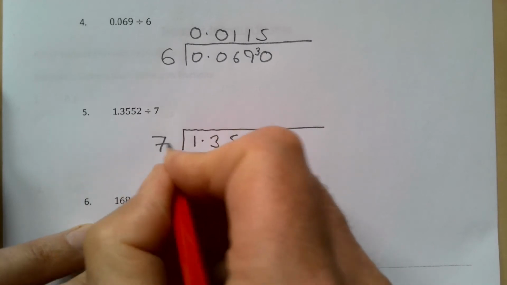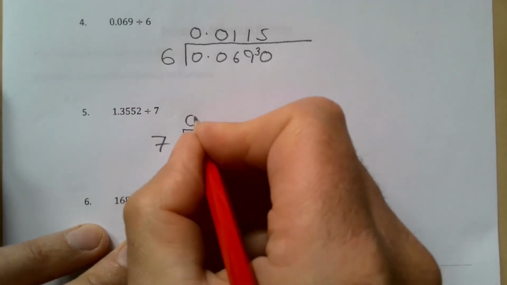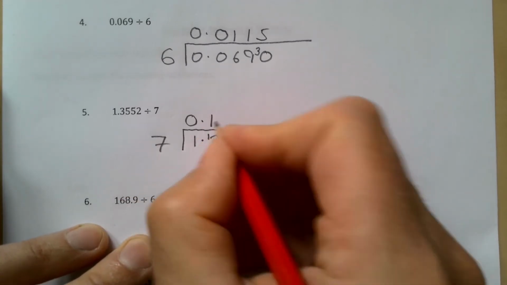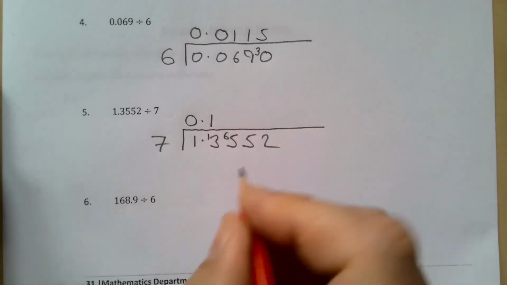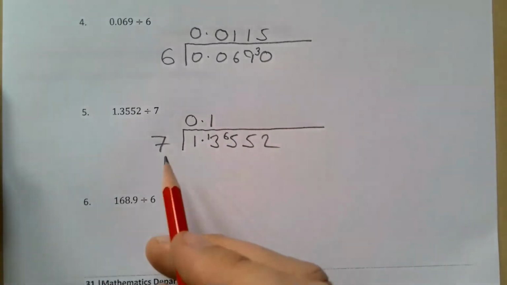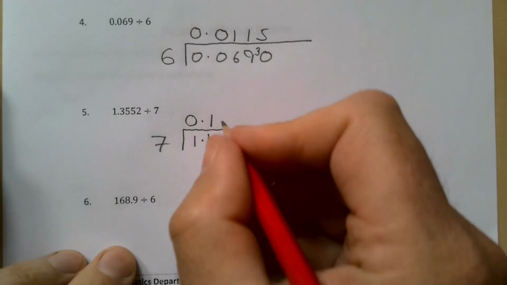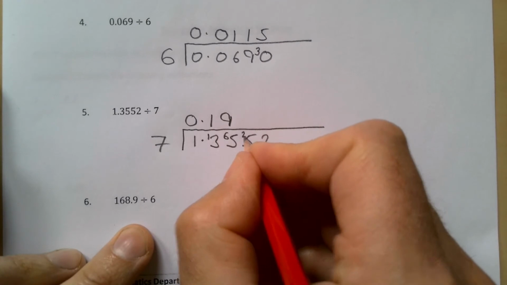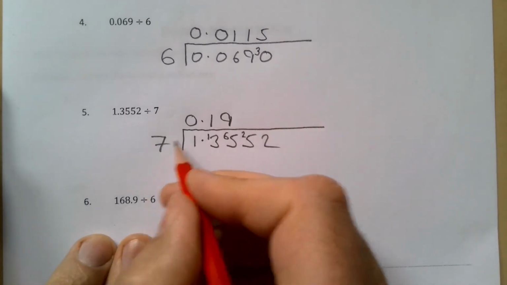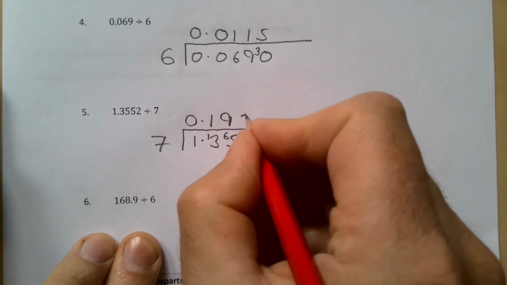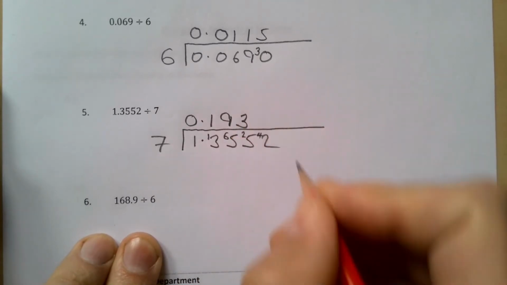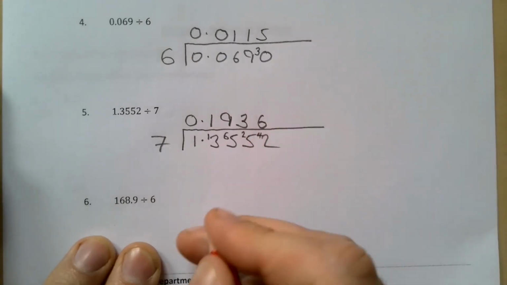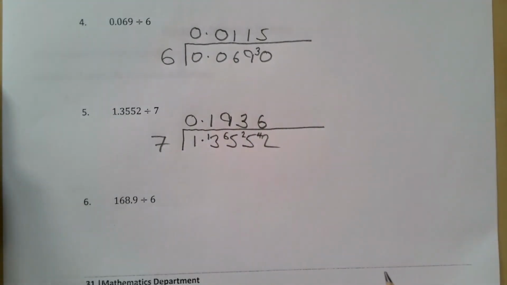1.3552, and we're dividing that by 7. That doesn't go. 7 into 13 goes one time, and there's 6 left over. 7 into 65, I know that 9 sevens are 63, so that's going to go 9 times. And then there's going to be 2 left over. 7 into 25, I know goes 3 times, and there's 4 left over. And 7 into 42 then goes 6 times, so 0.1936 is our answer to that.